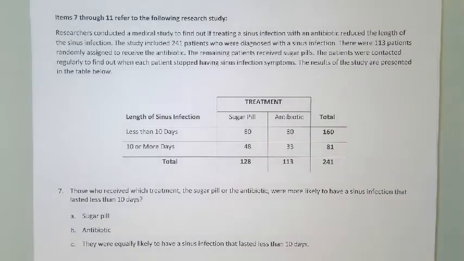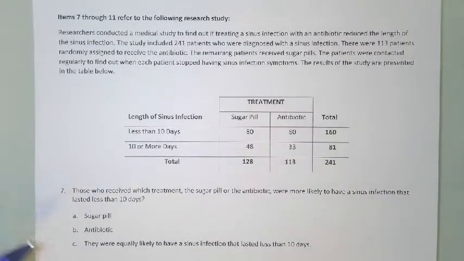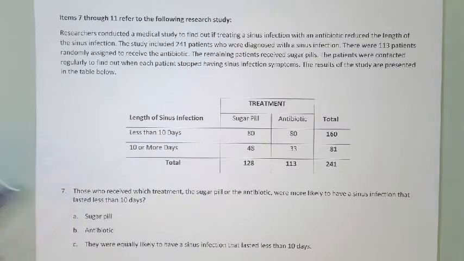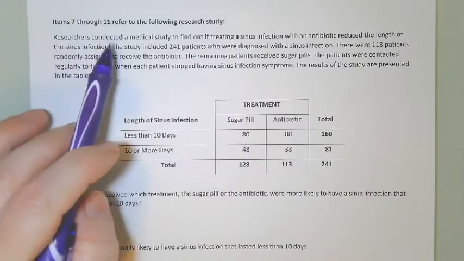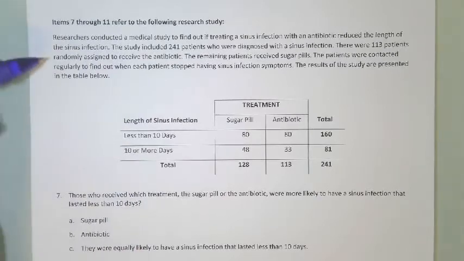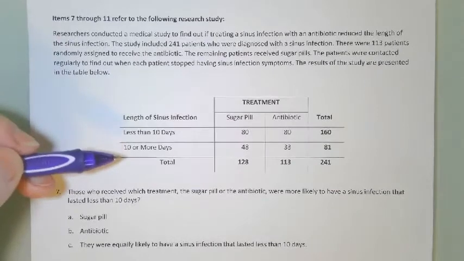Okay, so in this video, we're going to be going through questions 7 through 15 from Practice Exam 3, starting out with some more probability and two-way tables. So questions 7 through 11, I'll refer to this top scenario and 2x2 table here.